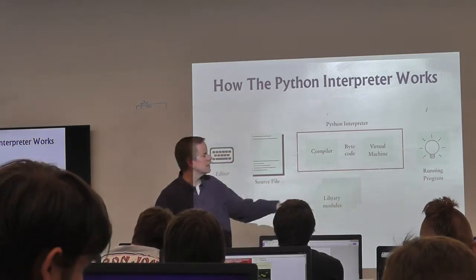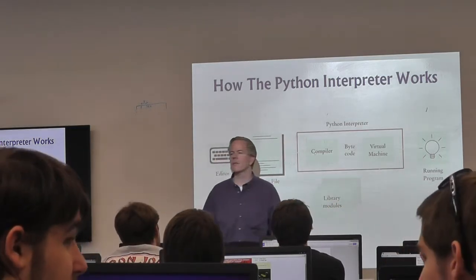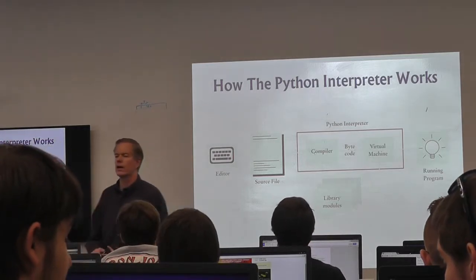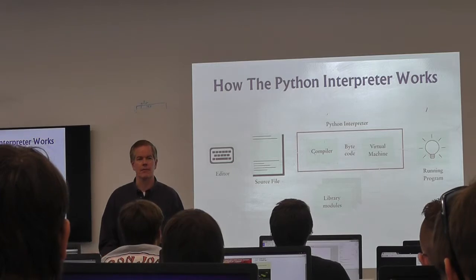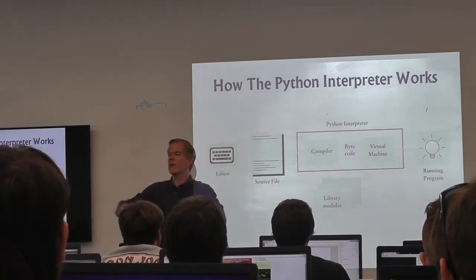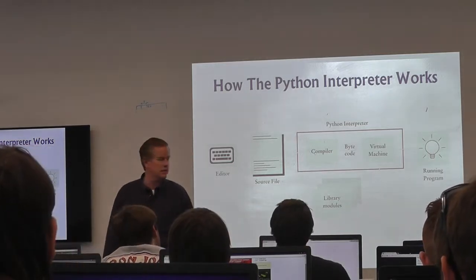Now the reason it does this is because this virtual machine is the same on every system, on a Windows system, on a Macintosh system, on a Unix system. That's exactly the same, right? So once they made one virtual machine, they can get Python to run everywhere. It's very, very easy to do.